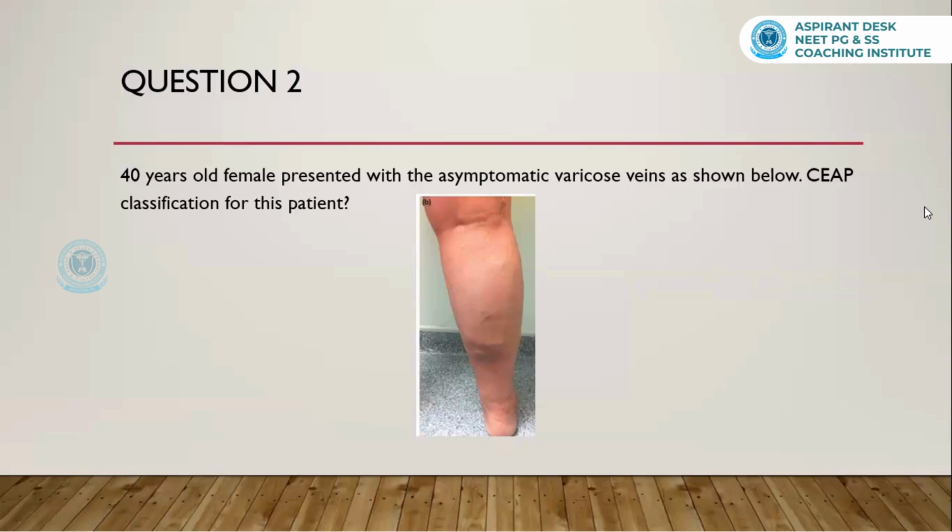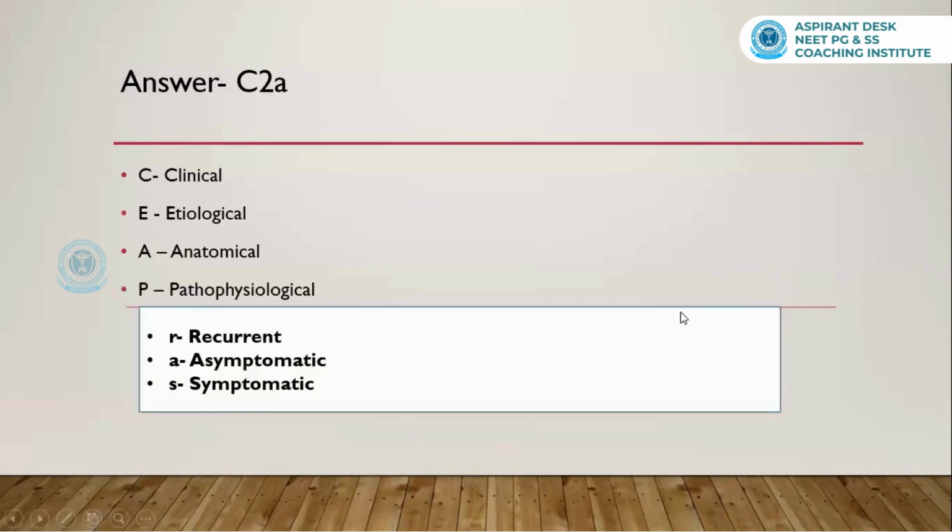Sometimes they could ask you to just see the picture below and comment on the classification, or what is the classification for the picture given. But in this question, luckily they have already given the answer. This is an asymptomatic varicose vein. What is the CEAP classification for the below picture? So the answer is C2A.